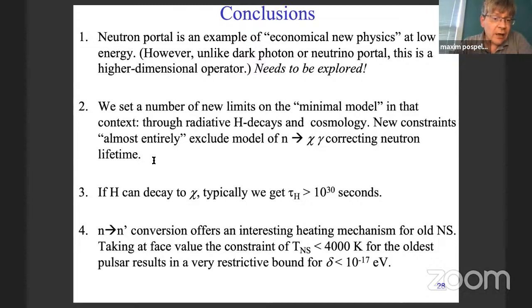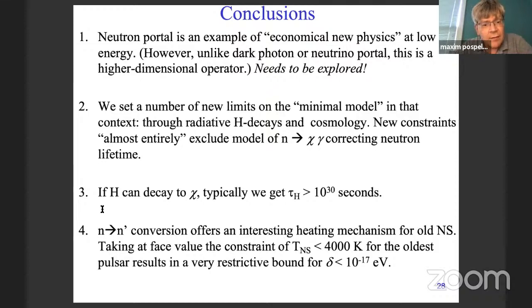We've done a number of forays into this topic, and in particular set some relatively strong constraints on this model using the radiative hydrogen decays in a lab, or cosmological decays of these chi particles into the protons and electrons at the latest stage, and also from Big Bang nucleosynthesis. And the new constraints almost entirely exclude, I should emphasize, the minimal model that tries to use the n to chi gamma decay channel for correcting the neutron lifetime.